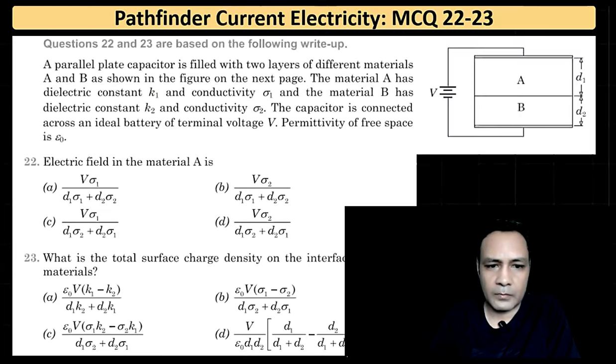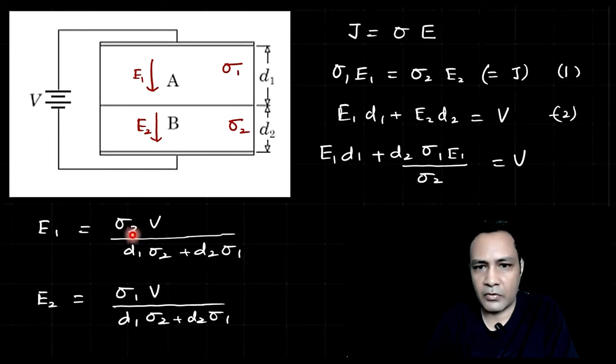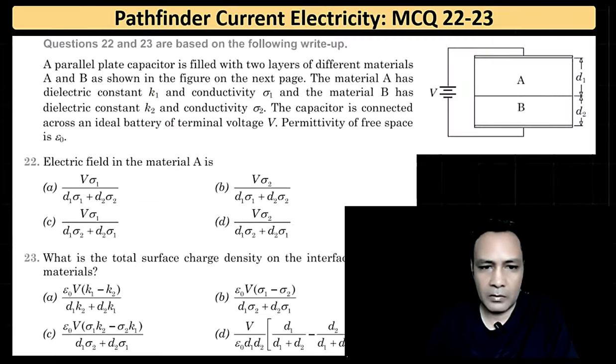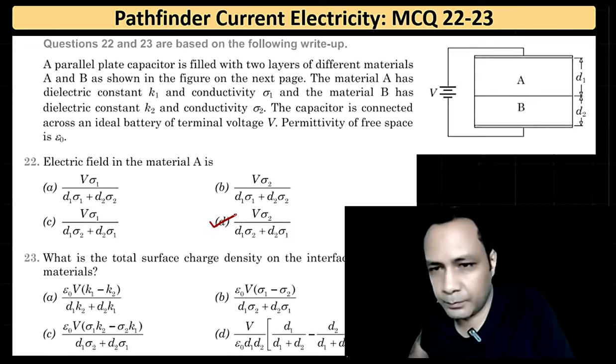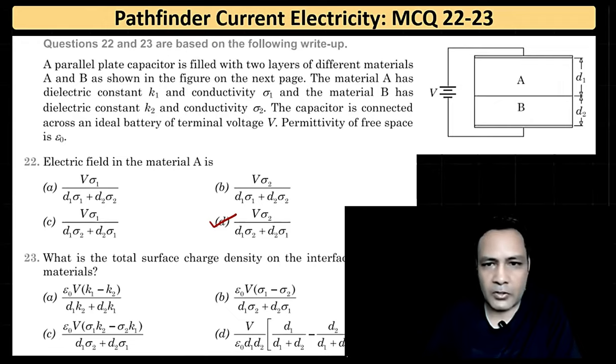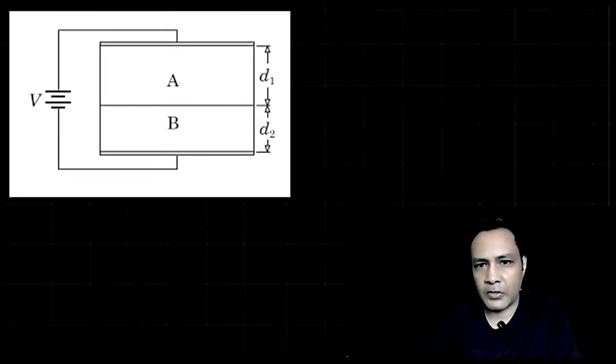Let's check the option answer. Electric field in the material A is V sigma 2 divided by D1 sigma 2 plus D2 sigma 1. I think that was the option. So option D is correct. And now the charge accumulation. For the charge accumulation, let's go to the next page.